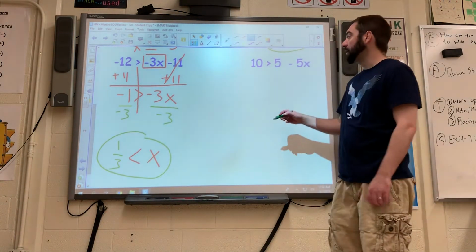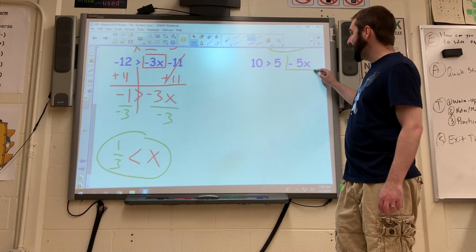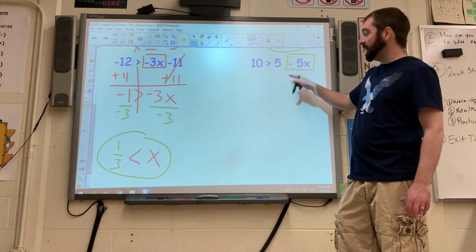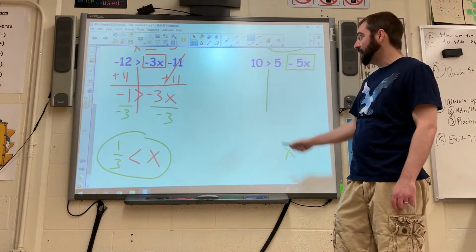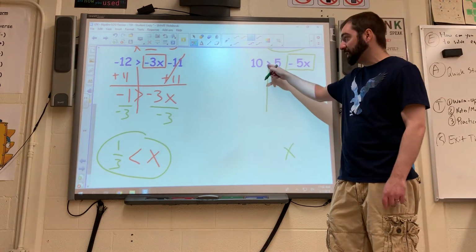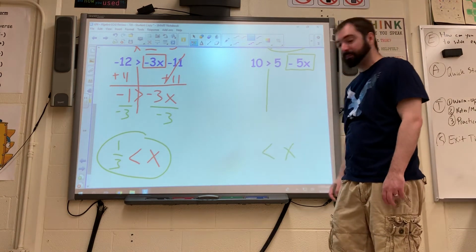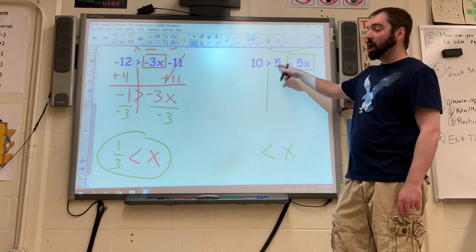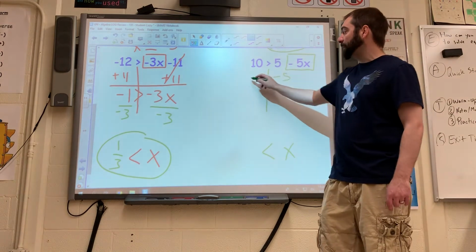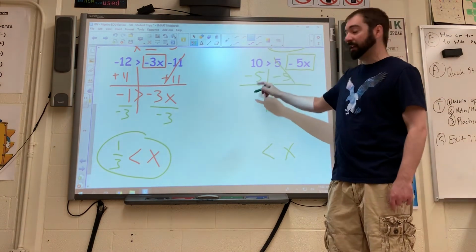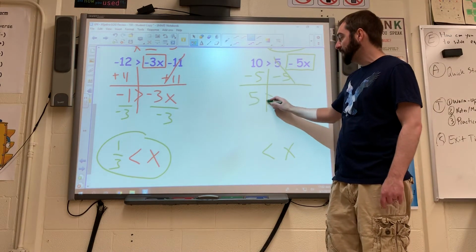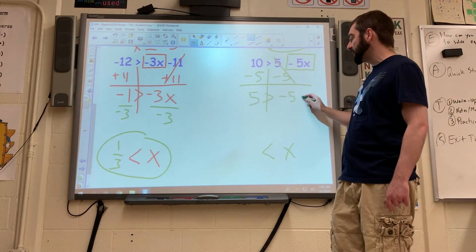And last one. Again, I have to see that I do have a negative coefficient. Again, my variable's on the right, so it has to stay on the right. I'm going to divide by negative 5. So again, this greater than is going to flip to less than. To solve, I have positive 5. Well, to get rid of a positive 5, I subtract 5. The 5's will cancel. 10 minus 5 is still positive 5. Is now greater than negative 5 times x.